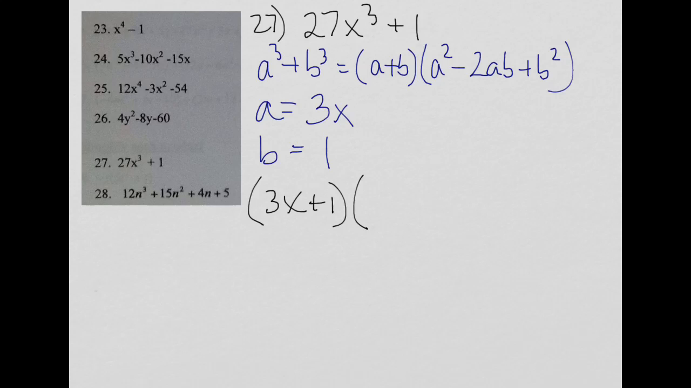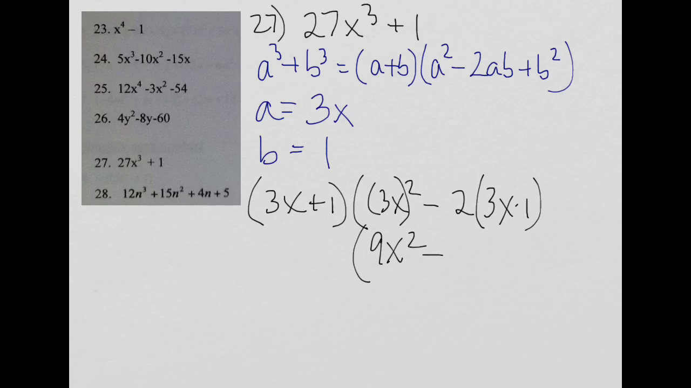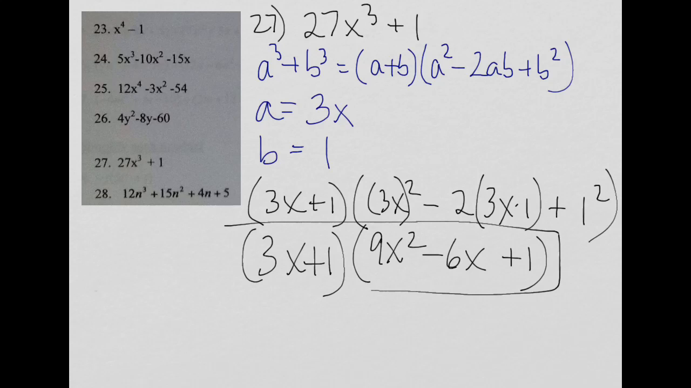And then the trinomial, 3x squared comes out to be 9x to the second, minus 2 times 3x times 1, which is a negative 6x, plus b squared, 1 squared, is 1. So I kind of showed it broken apart there for the trinomial piece. Don't forget to bring down the 1 from the beginning. And this is my answer for factoring the sum of cubes for 27x to the third plus 1.